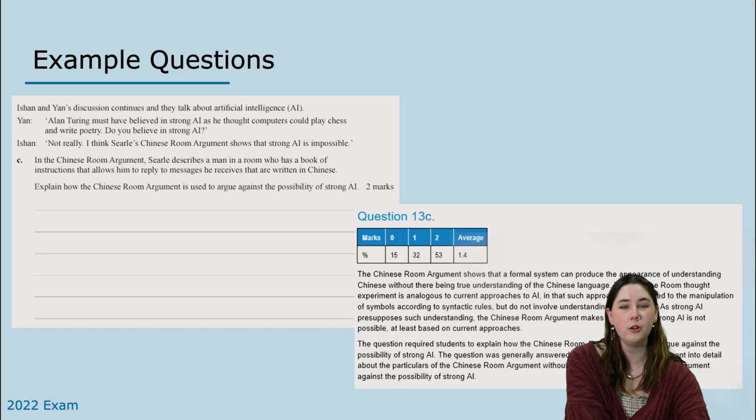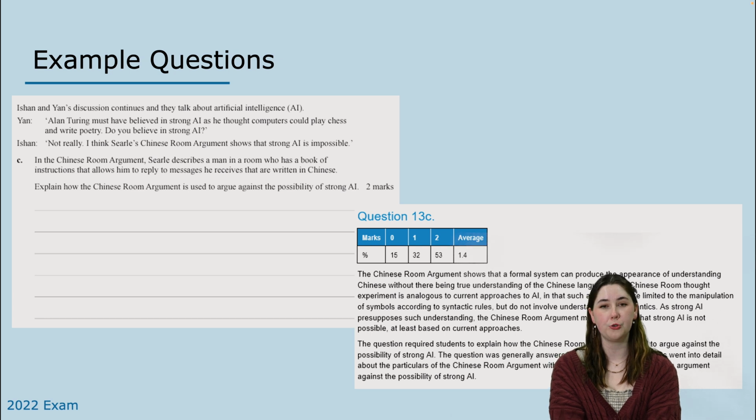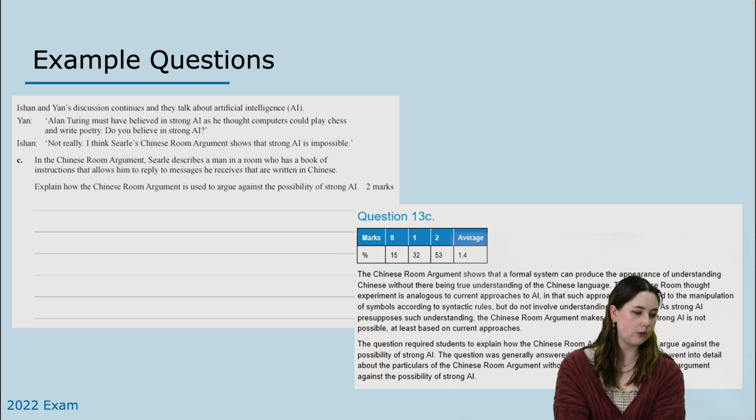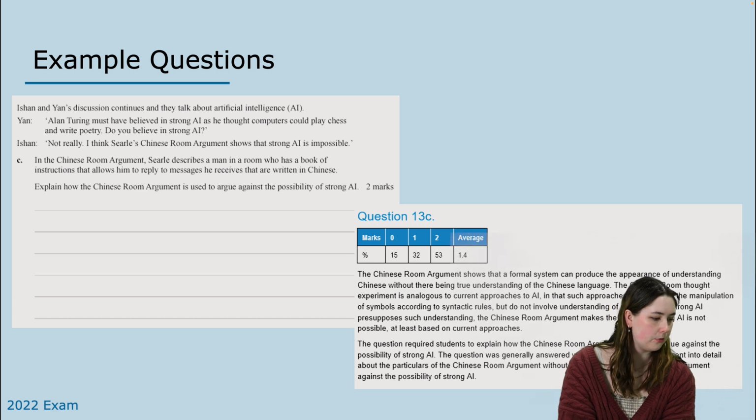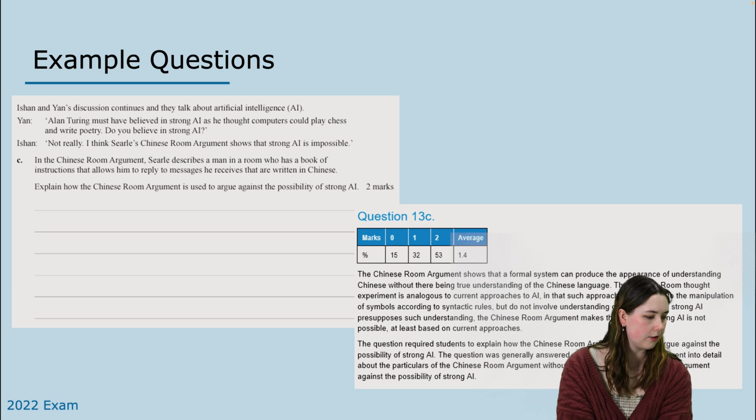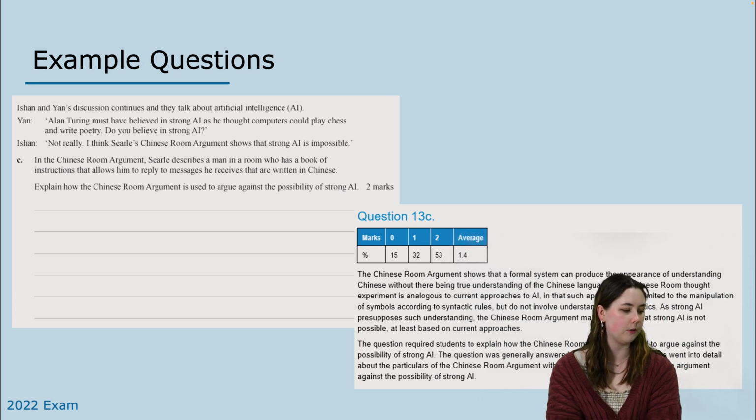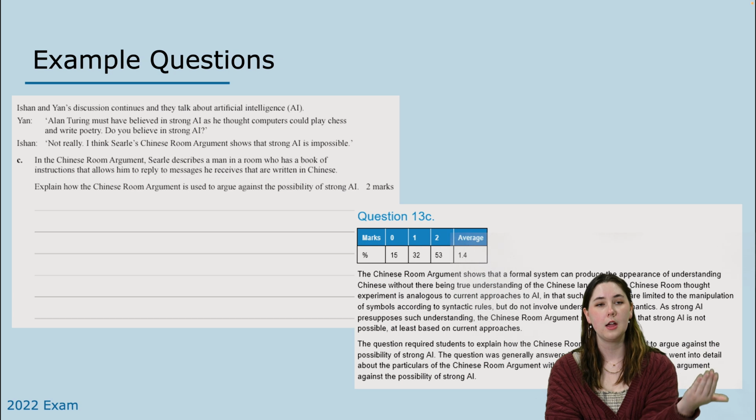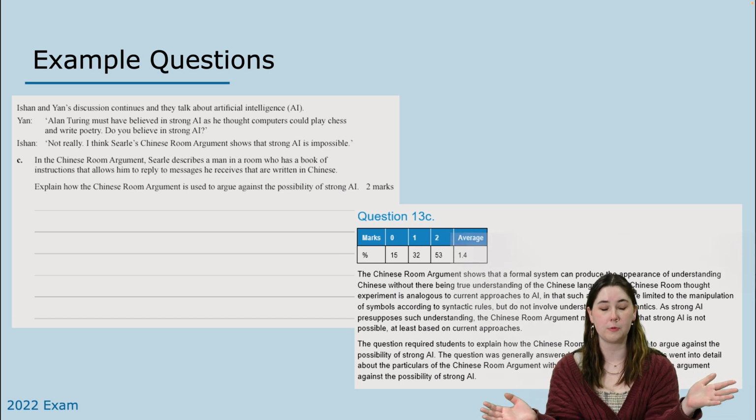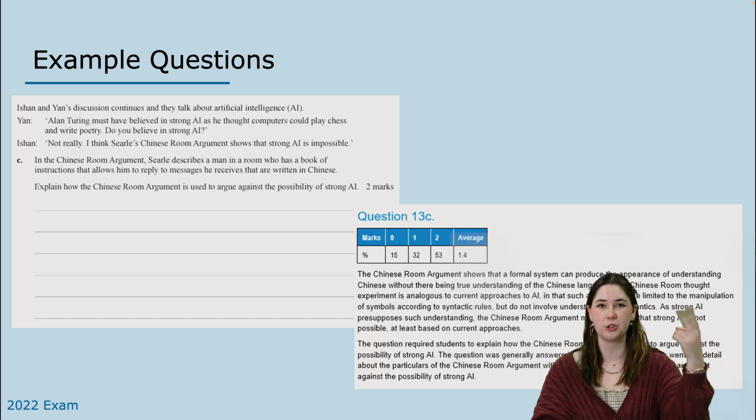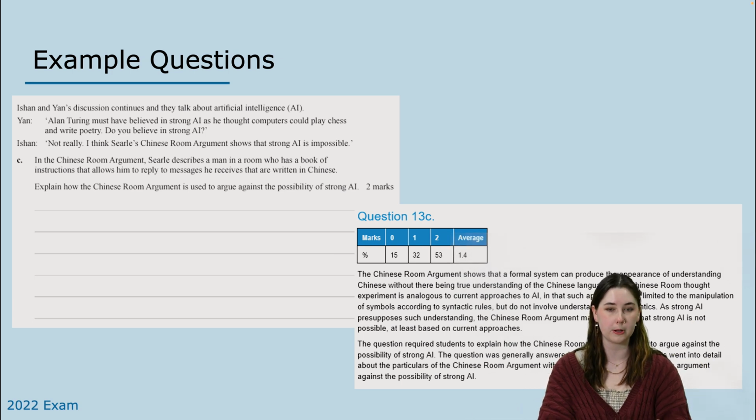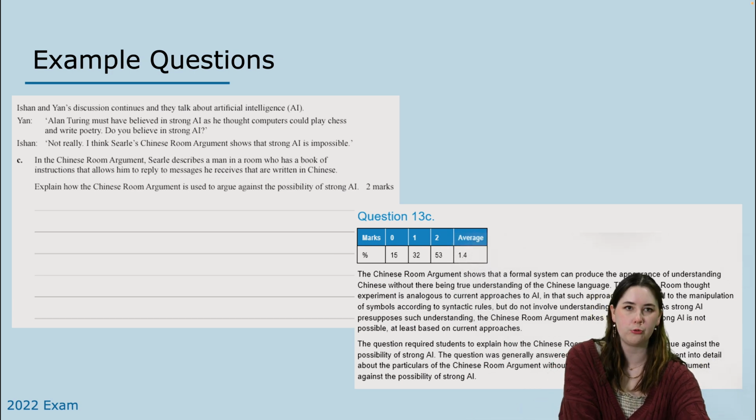So on the examiner's report, over half of people got full marks on this, 53%, but the average was still 1.4, and I think you guys can do a little better than this. So we've got a big explanation here about the Chinese room, but one of the fallbacks that students had was that some students wanted detail about particulars of the argument instead of going back to talking about strong AI. So we don't want to explain the entire Chinese room thought experiment. We just want to connect it back to the question. We've only got 2 marks here. It's not asking you to explain everything. So keep it brief, don't waffle.